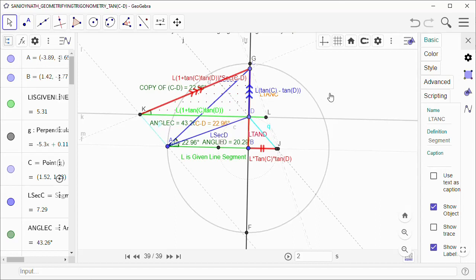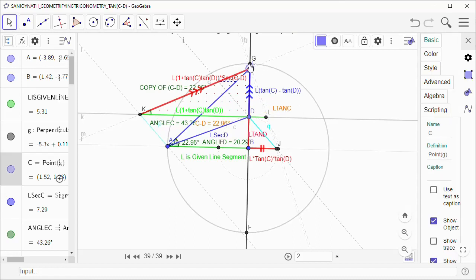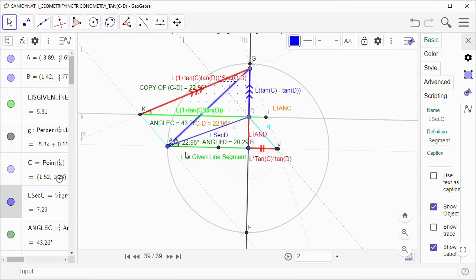Now this line which is selected, from here to here, this line is L into tan C. Now if we construct the separate triangles like this and this big line L tan C, then it forms a triangle. If we take this line and L tan D, this line, then it is a separate triangle.